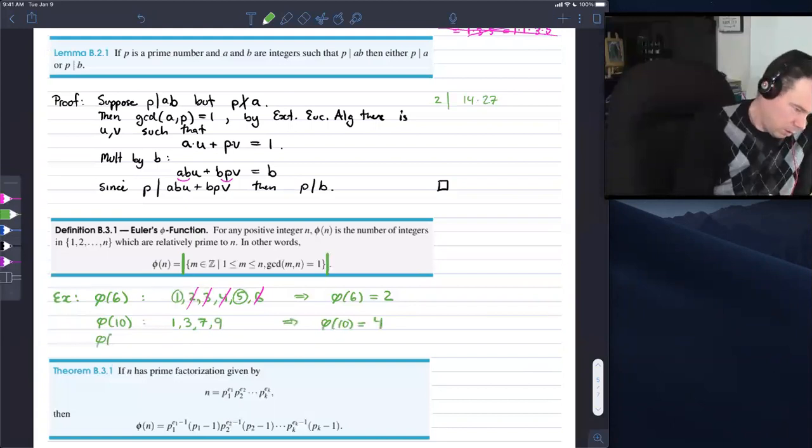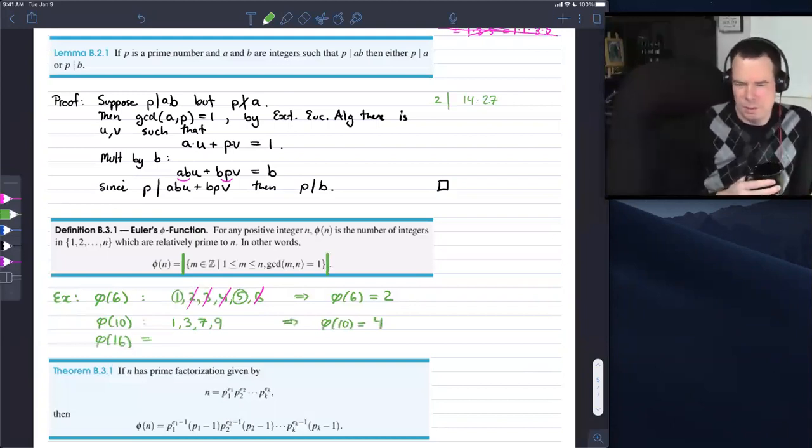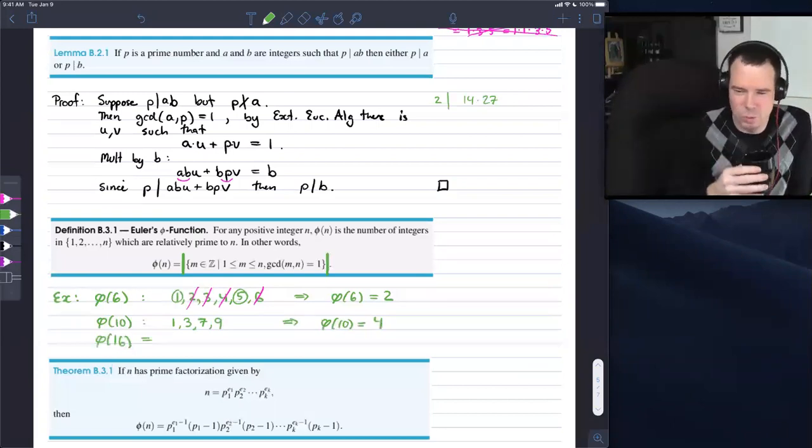Try this one yourself just by doing that. What is phi of 16? Just go through it and list in your head which ones are, which ones aren't. Well, actually, which ones are is the more important ones, and count them up.